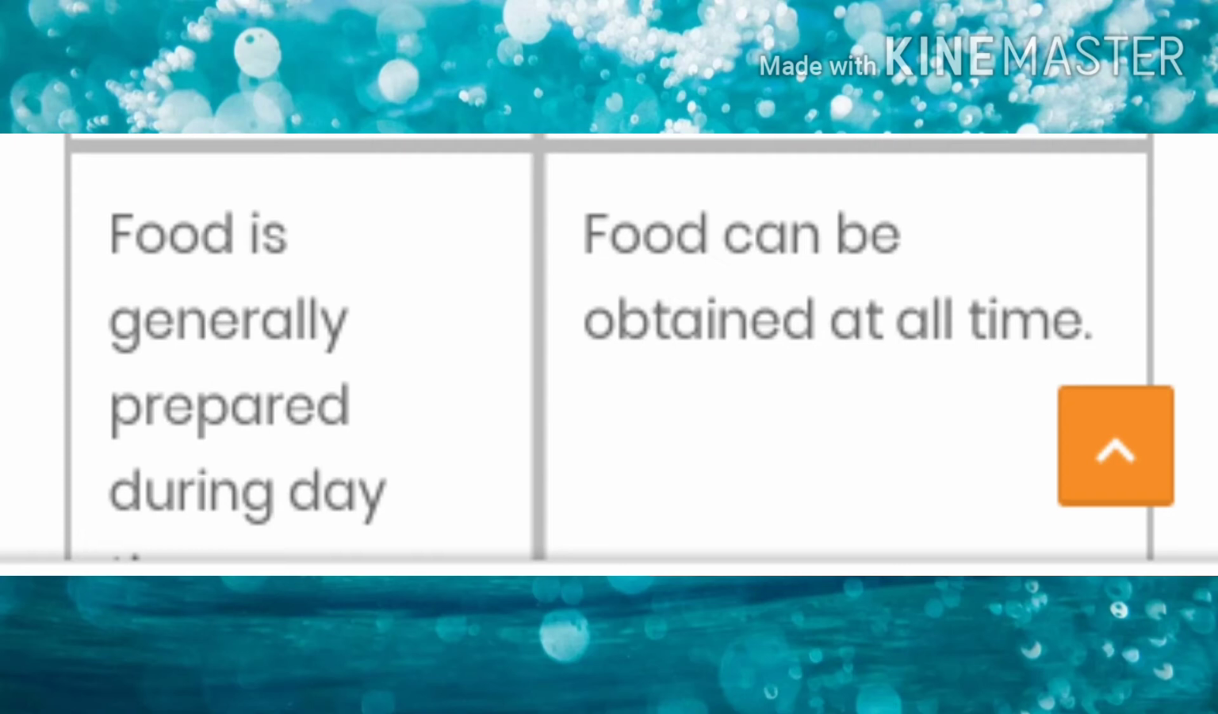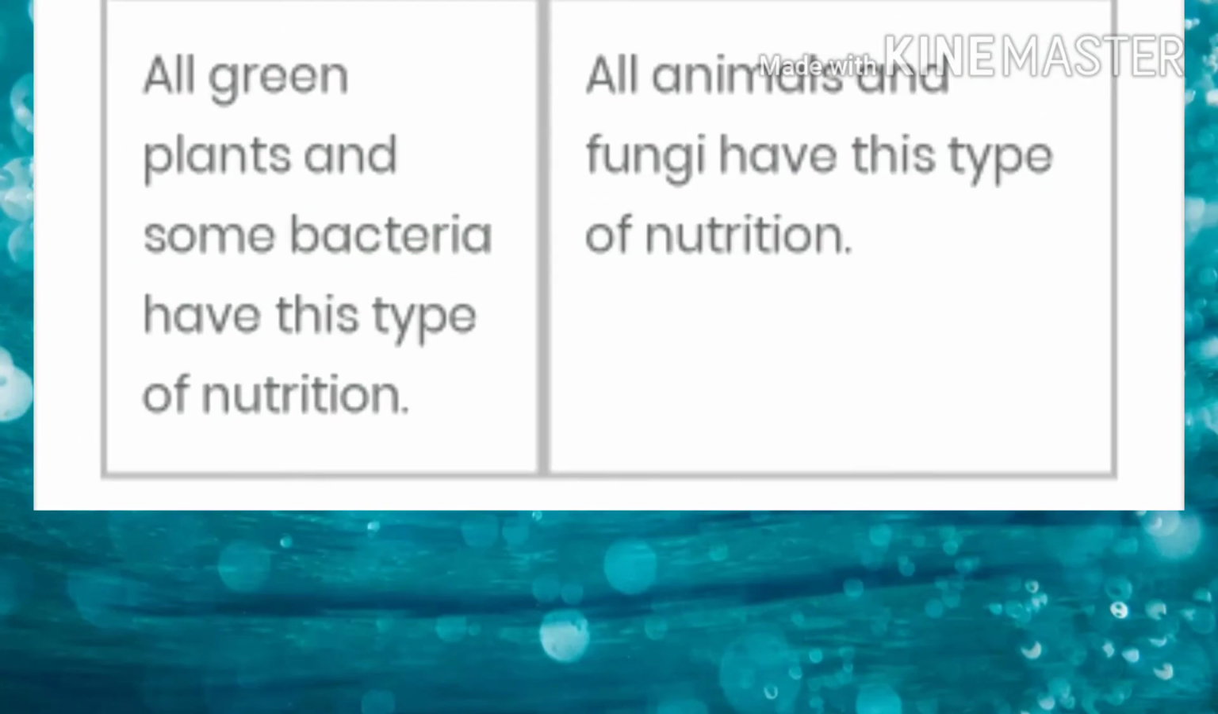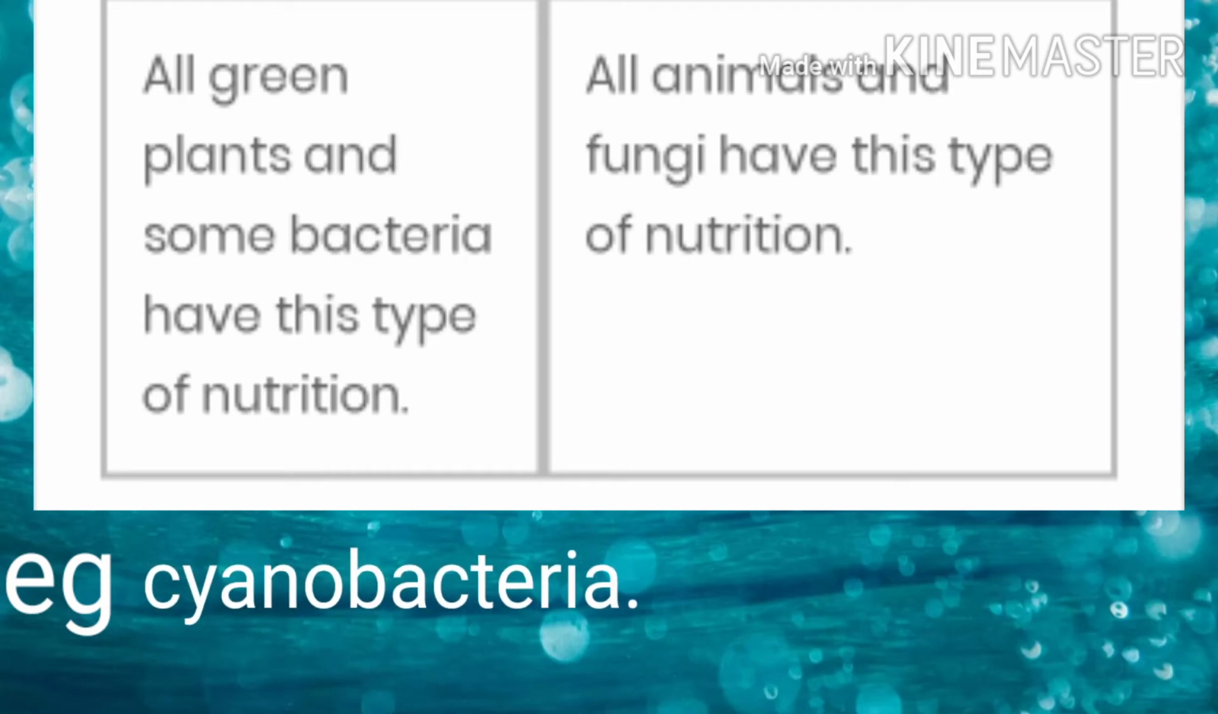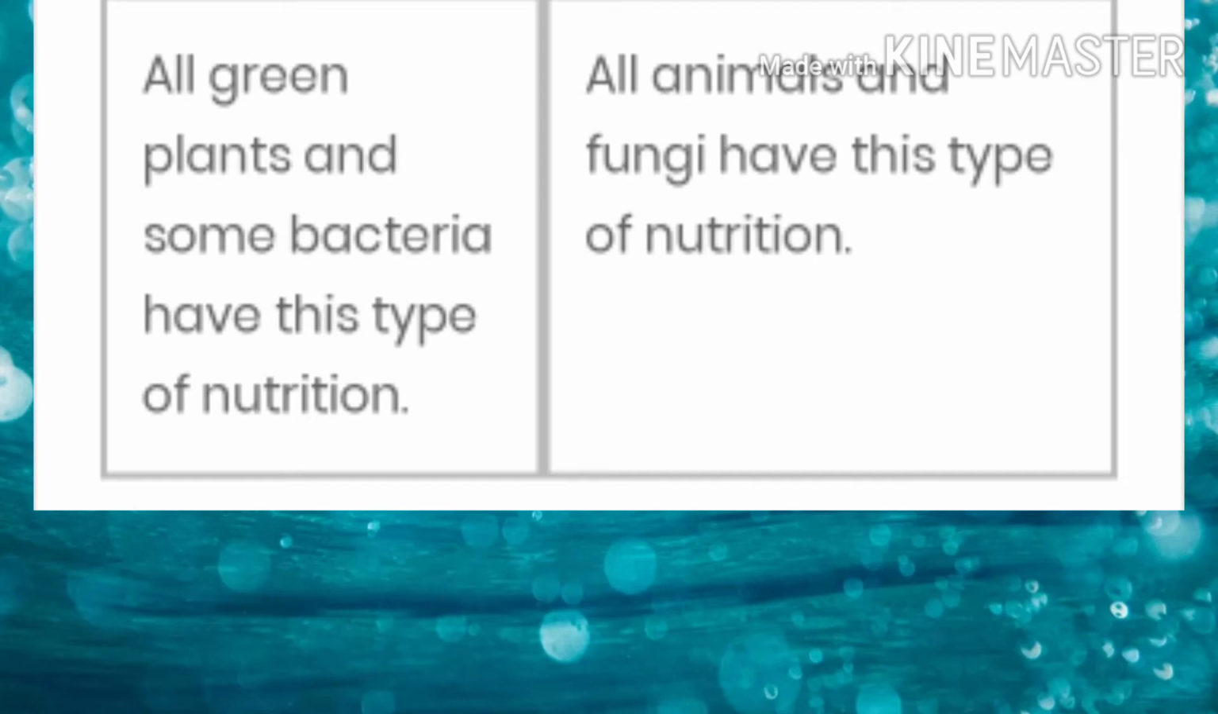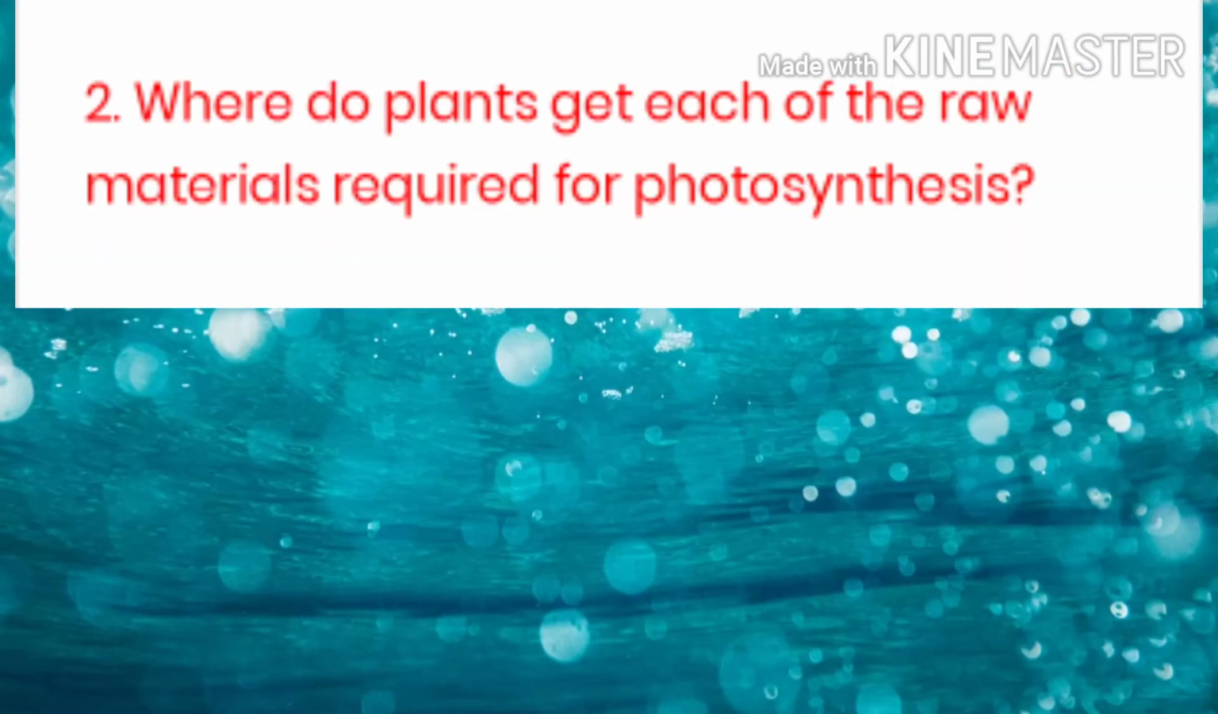But in the case of heterotrophs, food can be obtained at all times because they are depending upon others for food. All green plants and some bacteria have this type of nutrition, that is, all green plants and some of the bacteria are said to be autotrophic, whereas all animals and fungi have this type of nutrition, that is, they are known as heterotrophs. Let's move on to the next question.